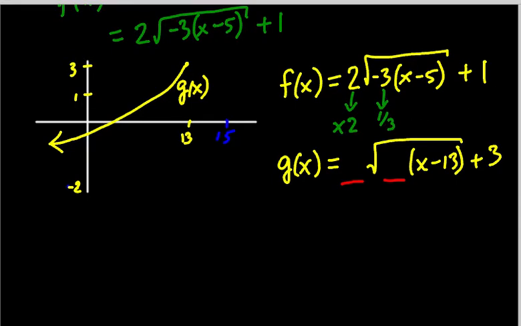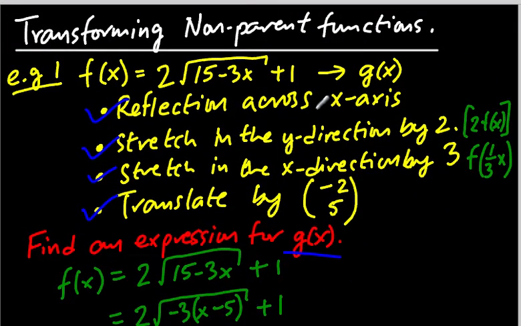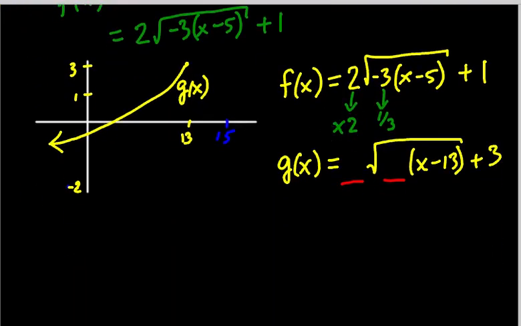And I forgot one thing which I need to take into consideration: I totally forgot the reflection. The reflection means a reflection across the x-axis, which means it affects the y's. So since it affects the y's, I'm not simply going to multiply by 2. I'm going to actually multiply it by -2 because of that reflection over the x-axis.